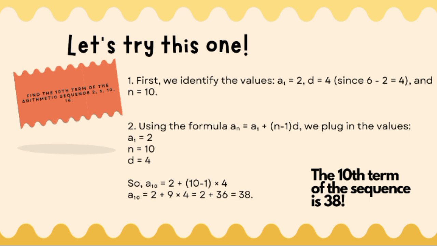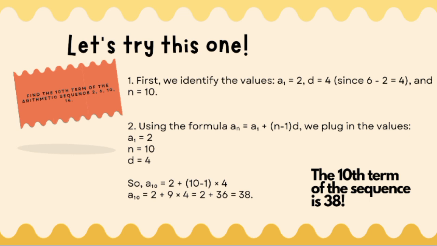First, we identify the values. a sub 1 is 2. The common difference is 4, since 6 minus 2 equals 4. And the number of terms is 10.